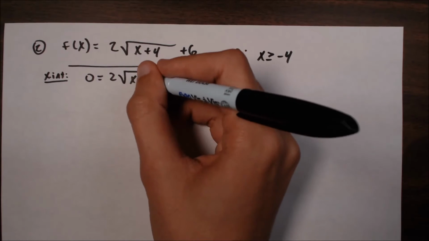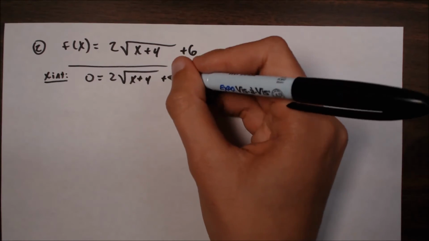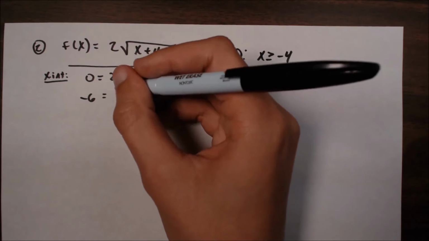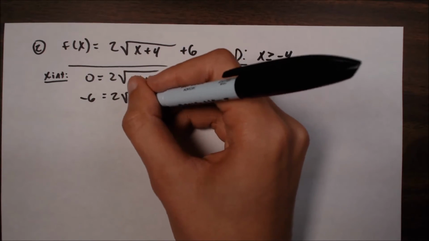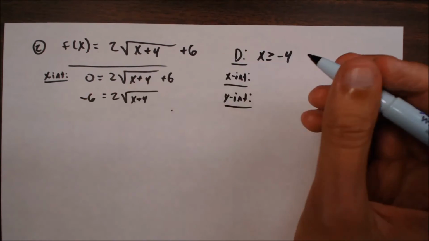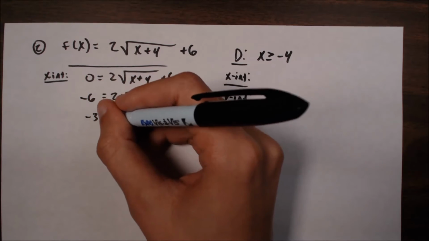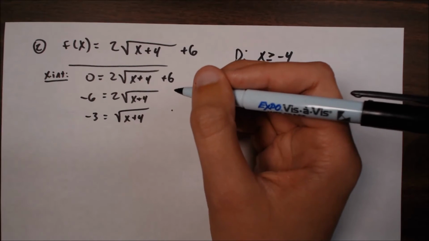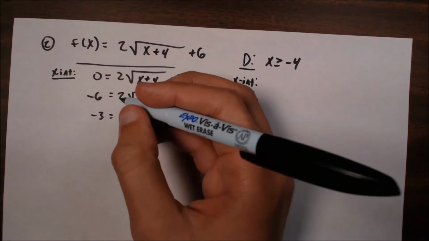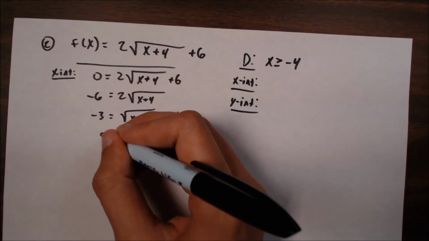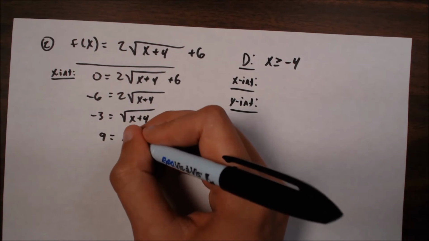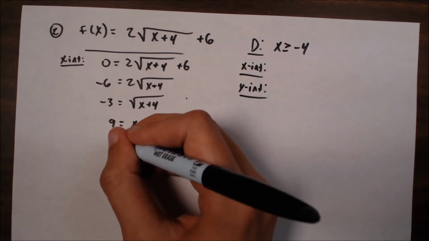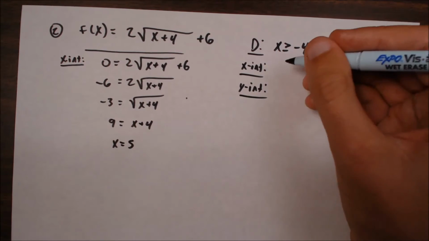2 times radical x plus 4 plus 6. So I'm going to subtract 6 from both sides. Divide by 2 on both sides. Square both sides. +9. And subtract 4. That's going to give me x equals 5.